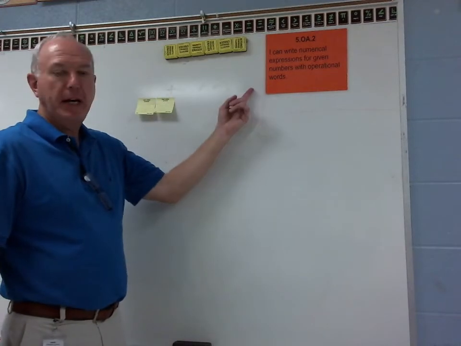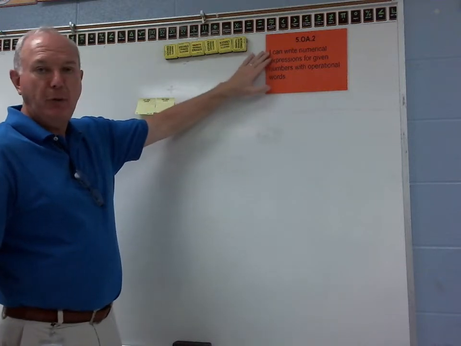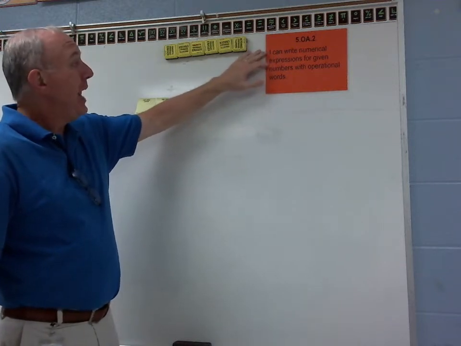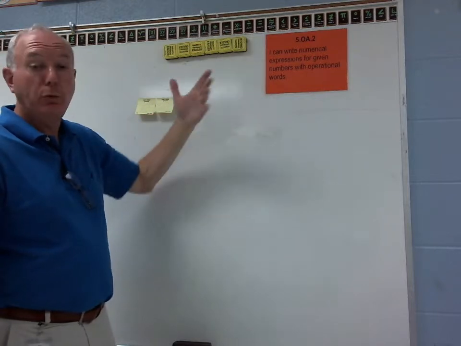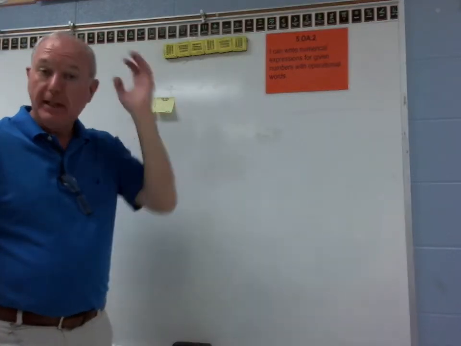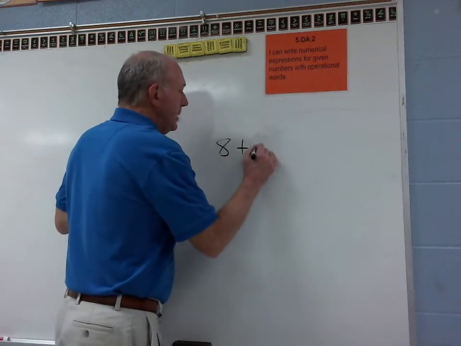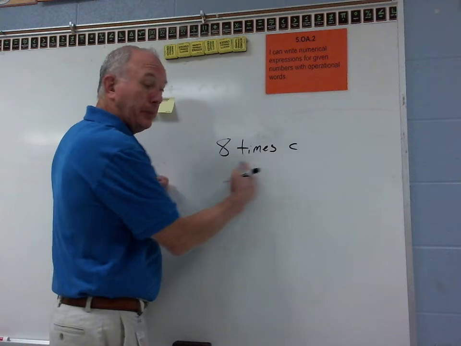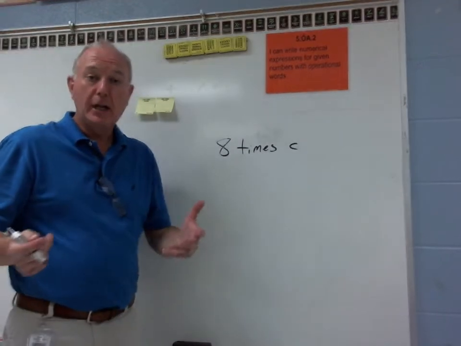Hello, kids. We're talking about numerical expressions again, and here's our target, 5.0a.2. I can write numerical expressions for given numbers with operational words. And all that means is this. 8 times, see, there's our operational word, okay? 8 times c. Now, how can you write 8 times c?